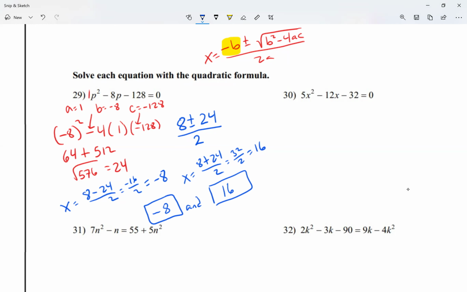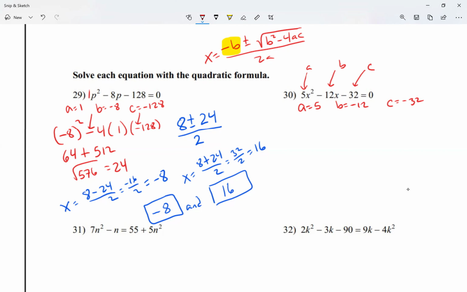All right, let's take a look at another example. Looking at example B, number 30. My A value is 5. My B value is -12. And my C value is -32. You guys can see there's my A value, my B value, and my C value with the signs included. It's easy when the right side is equal to 0.